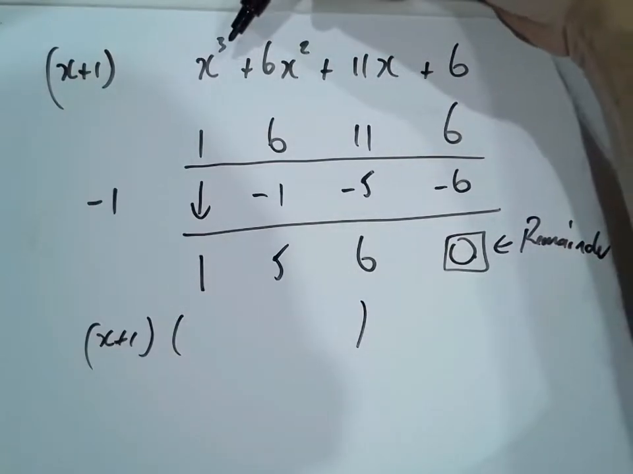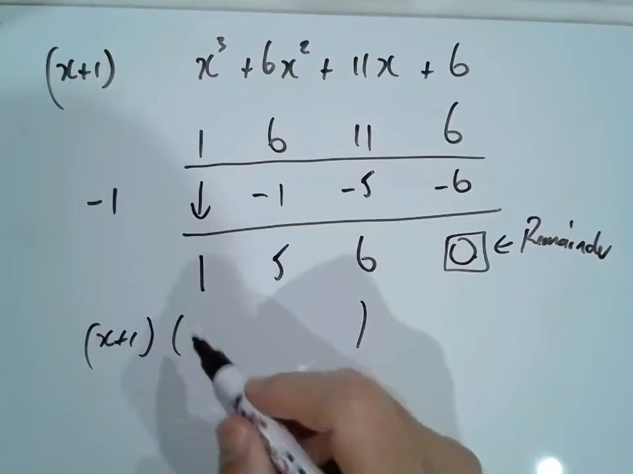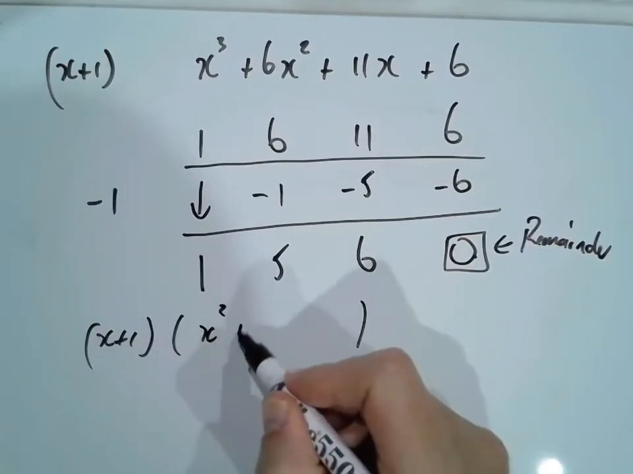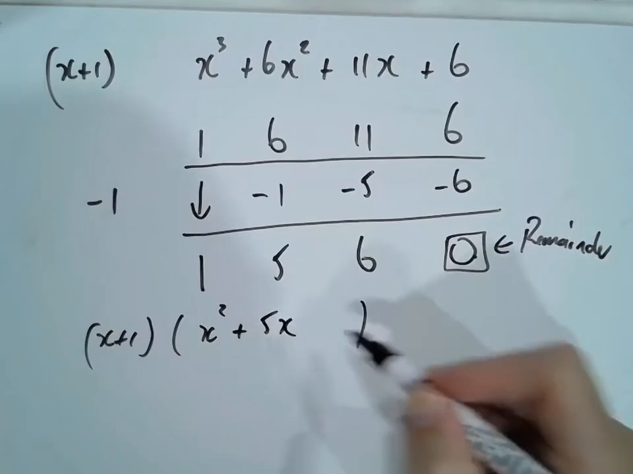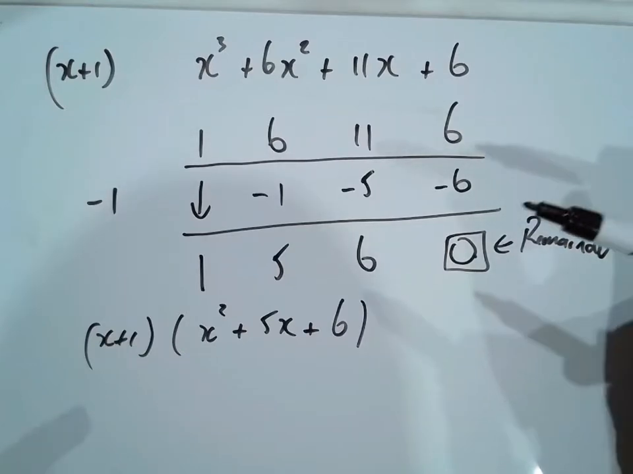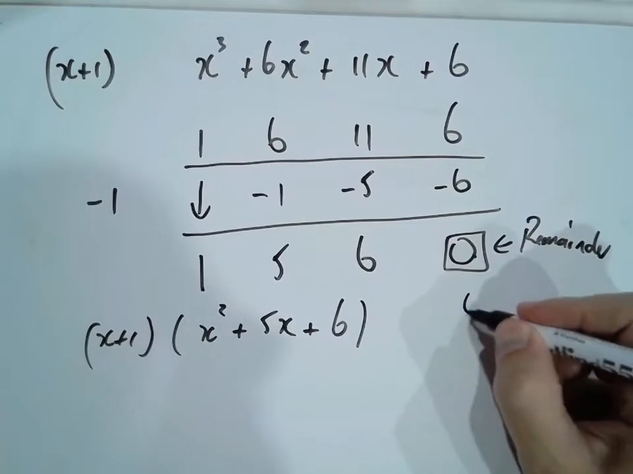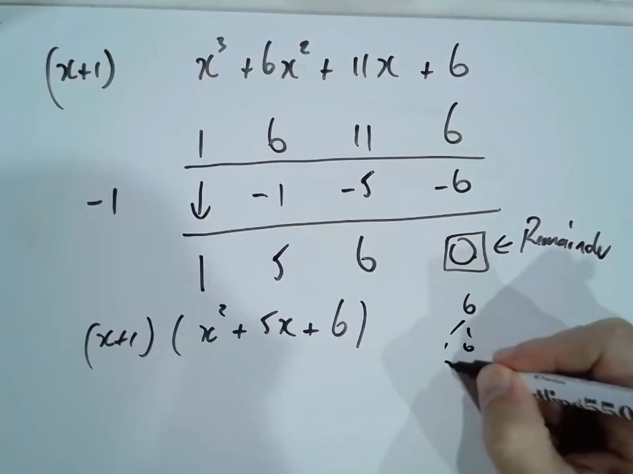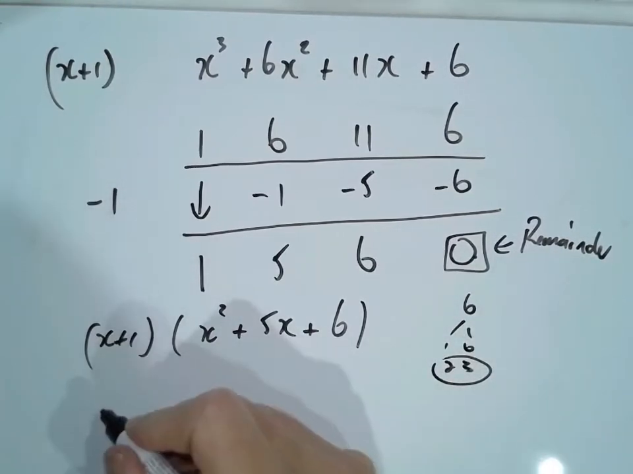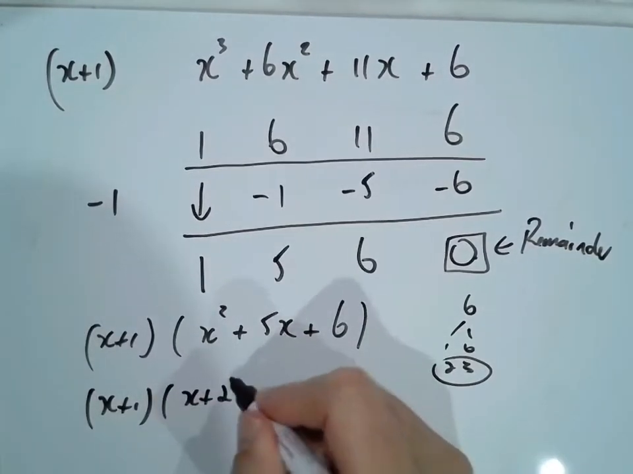When we divide an x cubed by an x, we're going to get a quadratic. So this is the coefficient of the x squared. That's the coefficient of the x, and the 6 becomes our constant. And then if we want to factor the whole thing, we're going to say, well, that's a quadratic. Let's go 6, 1, 6, 2, 3, 2 and 3, x plus 2.